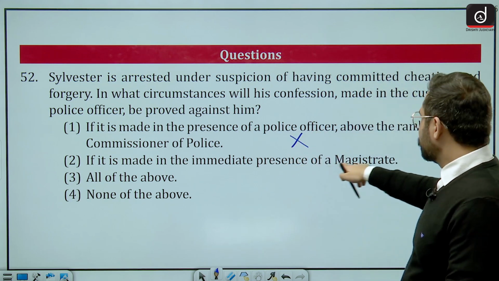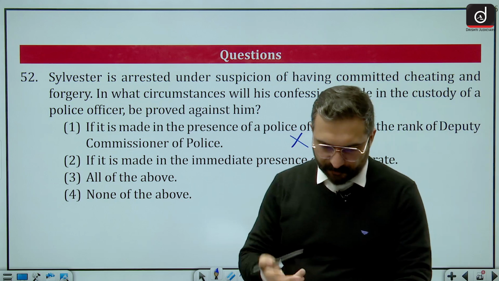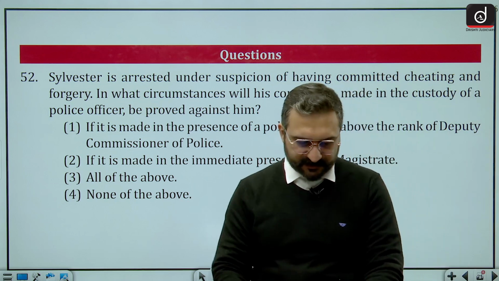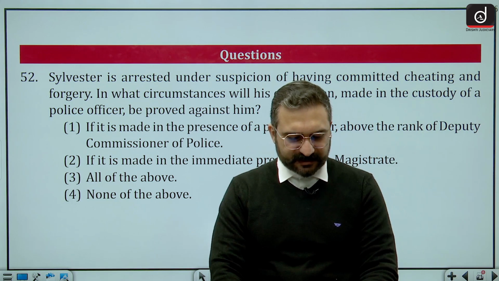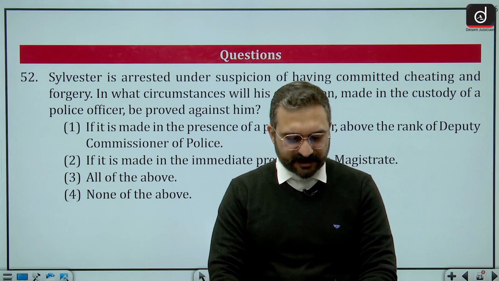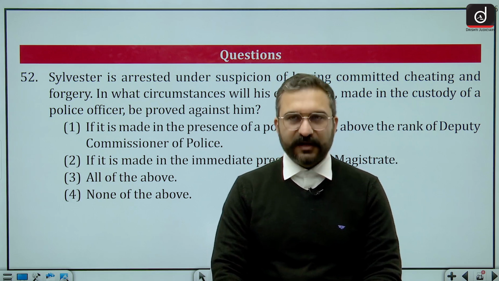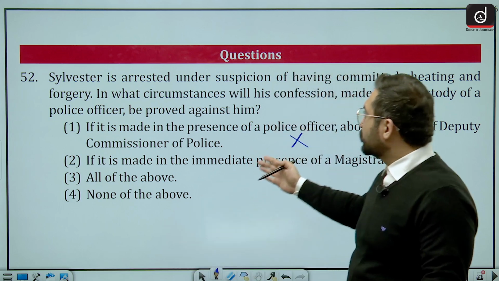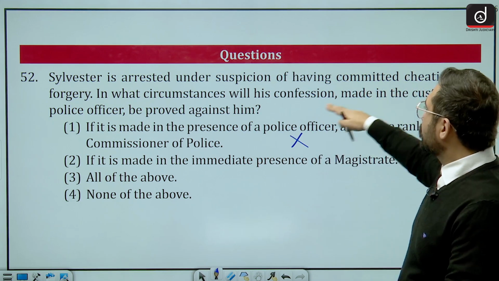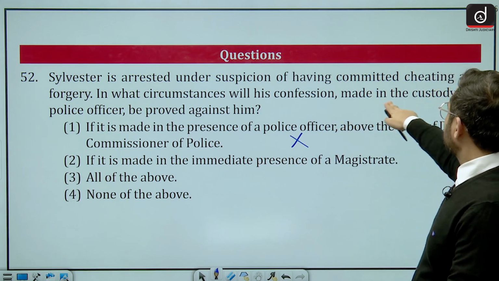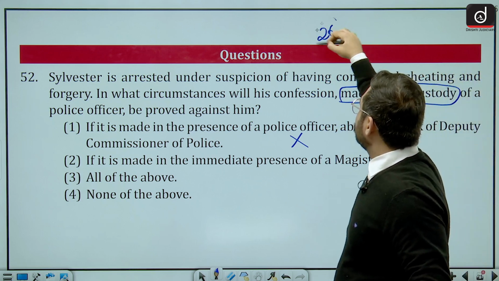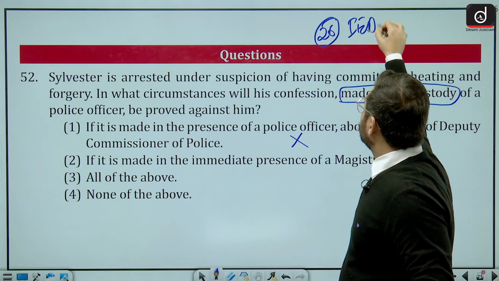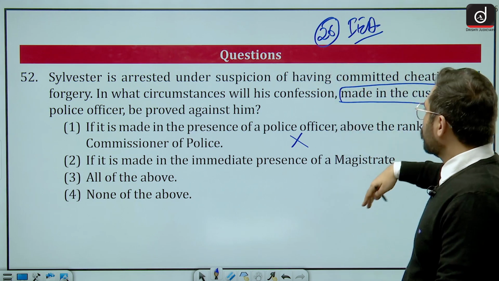If it is made in the immediate presence of a magistrate, in Section 25 there is nothing like that. Let's see Section 26. No confession made by any person whilst he is in custody of a police officer, unless it be made in the immediate presence of a magistrate, shall be proved as against such person. In custody, if it is made, and here what is written, having committed cheating, in what circumstances will his confession made in the custody be proved? See, made in the custody, that means directly Section 26 of the Indian Evidence Act will apply. We do not have to even see 25.